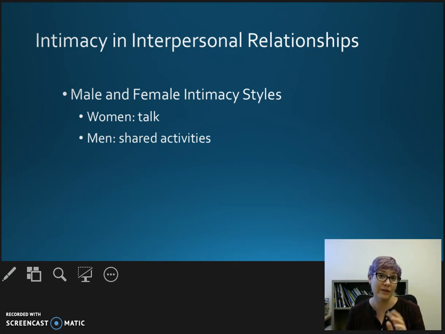So I wish that I had learned that in a communication class, and I would have been able to recognize that for him, just being in the same room together counted as a way of building intimacy, even if we weren't talking with each other. And that's just not the way my brain worked. So part of being in a relationship is figuring out how the other person views and maintains intimacy.